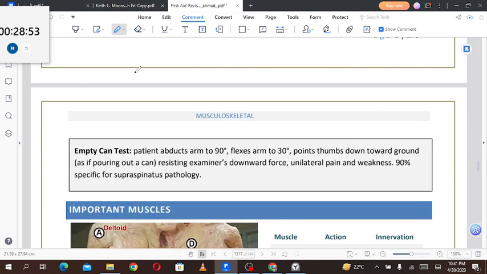Moving forward, we'll see the musculoskeletal empty can test. How do we do that? Patients abduct the arm to 90 degrees, flex the arm to 30 degrees, and point the thumb down towards the ground as if pouring out a can.